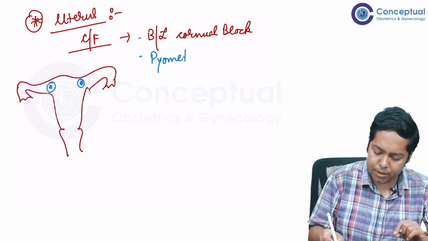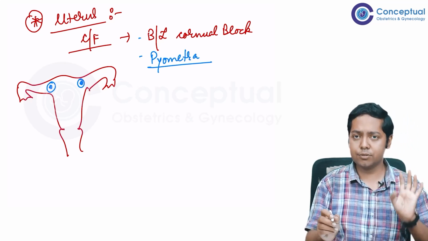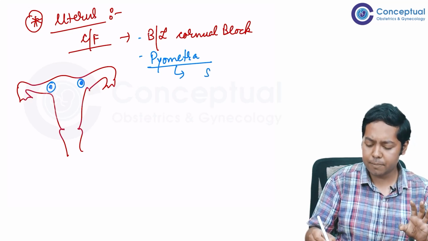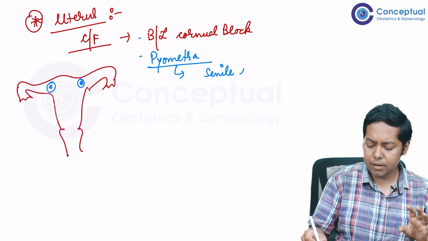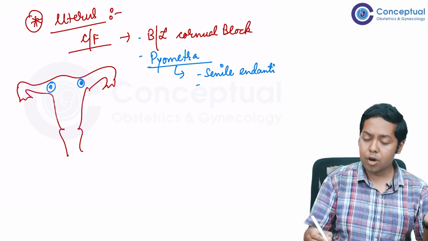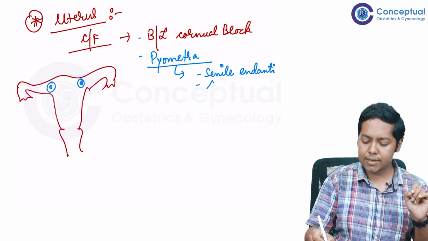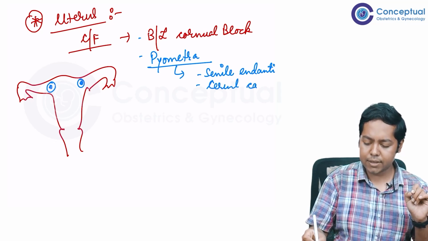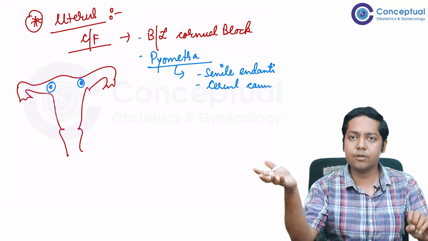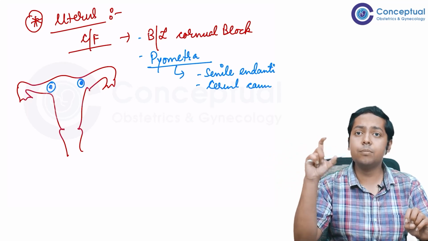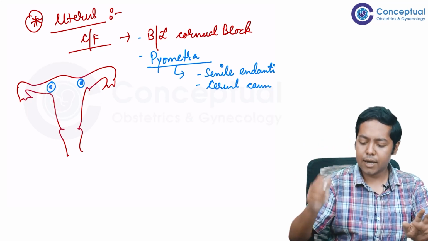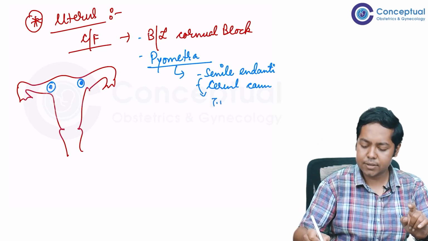Apart from that, the second most common feature will be pyometra. Pyometra means pus in the uterine cavity. So what is the most common cause of pyometra? Remember, it is senile endometritis, which leads to pyometra formation. The most common cancerous cause of pyometra is, of course, cervical cancer. We all know that. The most common benign cause of pyometra is, of course, senile endometritis again. But the second most common benign cause of pyometra after senile endometritis is genital tuberculosis.